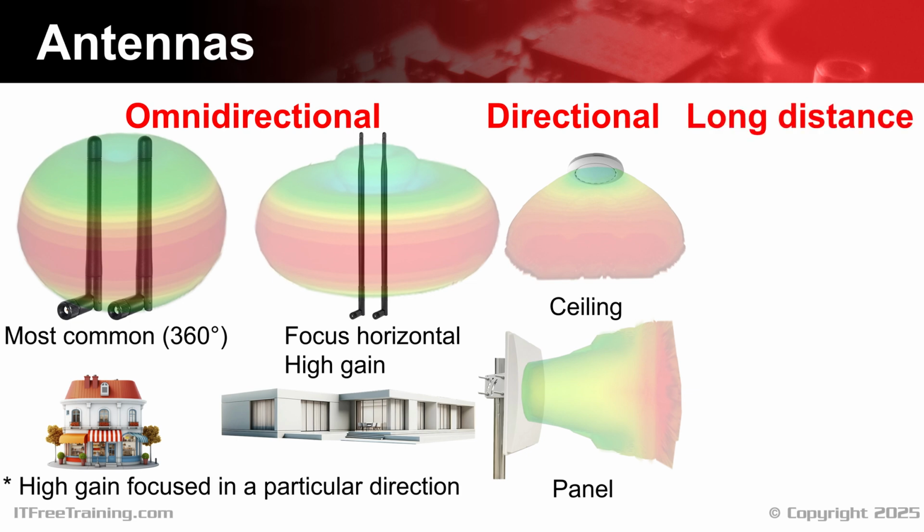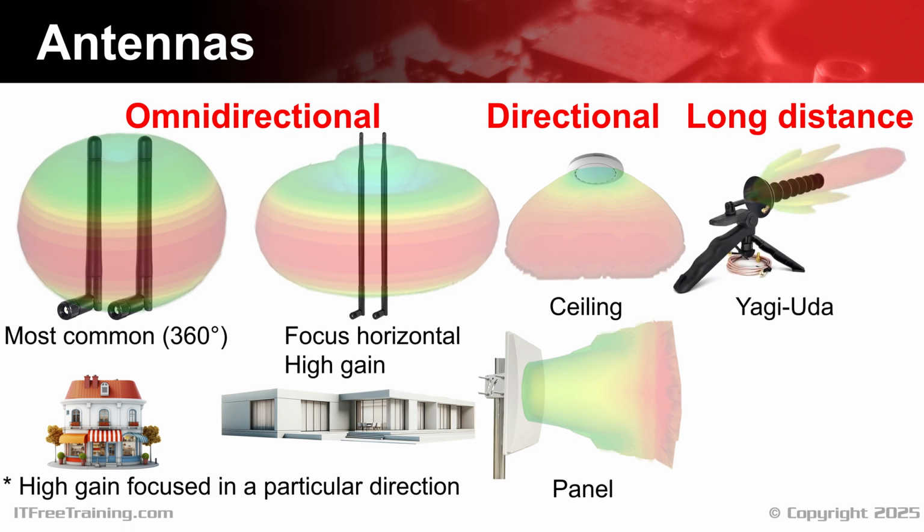The next type are long-distance antennas, for example, the Yagi-Uda antenna. They are often used for point-to-point links. For example, if there are two buildings quite a distance apart and you want to network them together. In some cases, it may be too costly or impractical to run physical cables between the two buildings. A Yagi-Uda antenna needs to be correctly aligned in order to work effectively.